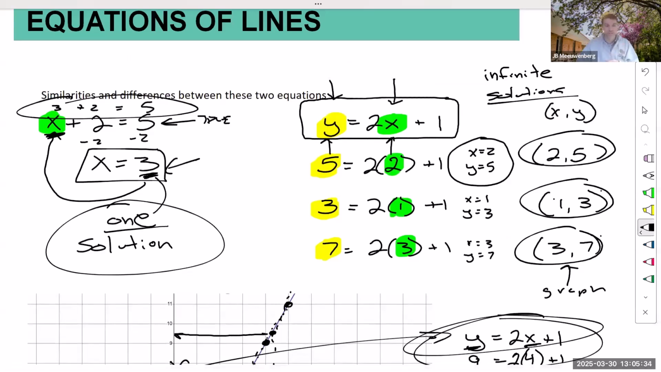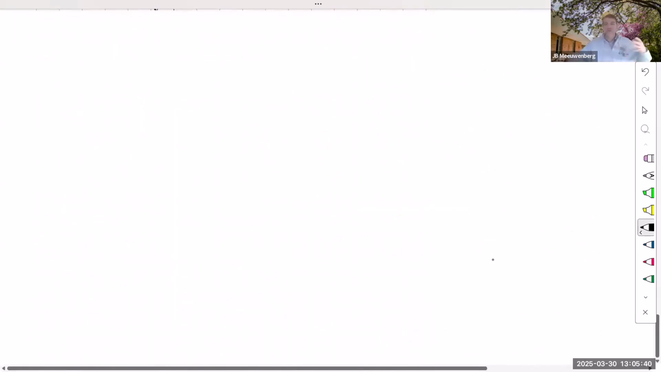graphing equations of lines. So now what we're going to do is transition into how we actually go about doing the graphs when you don't have all this same information. So we're going to start with an examination of several different lines that are already graphed for you.